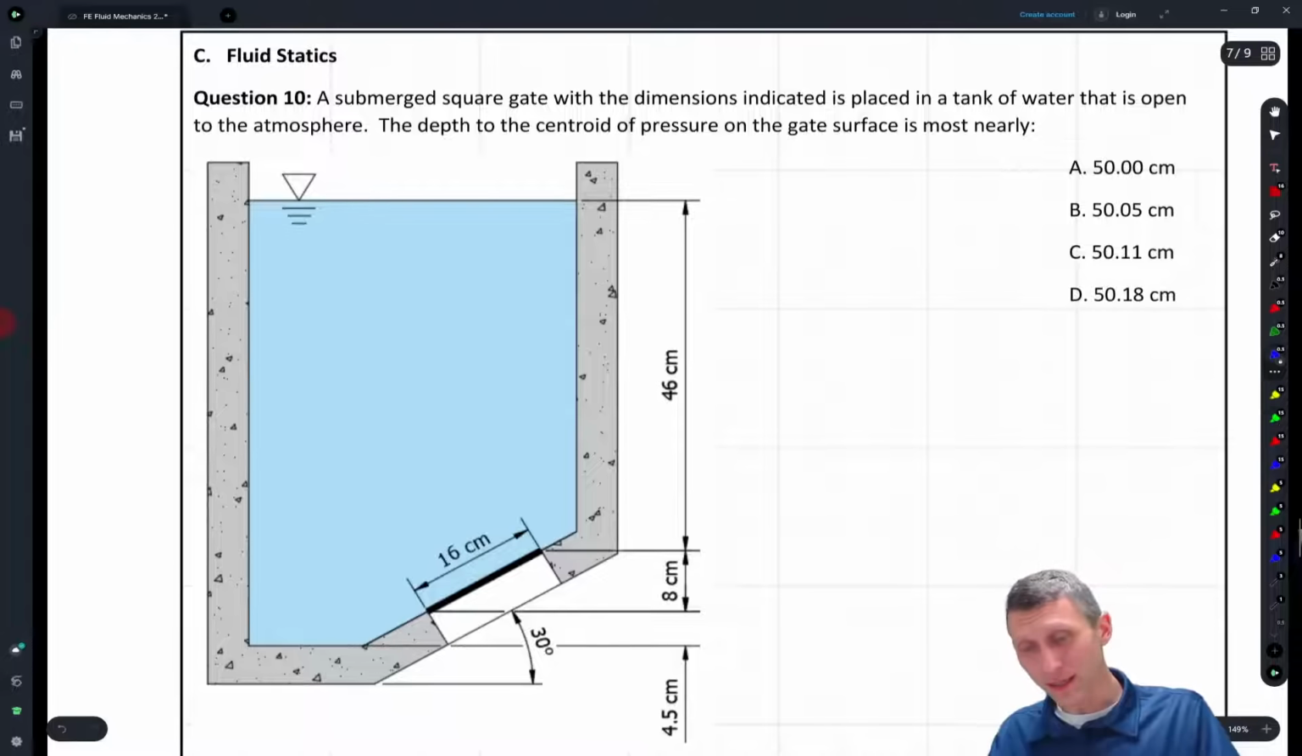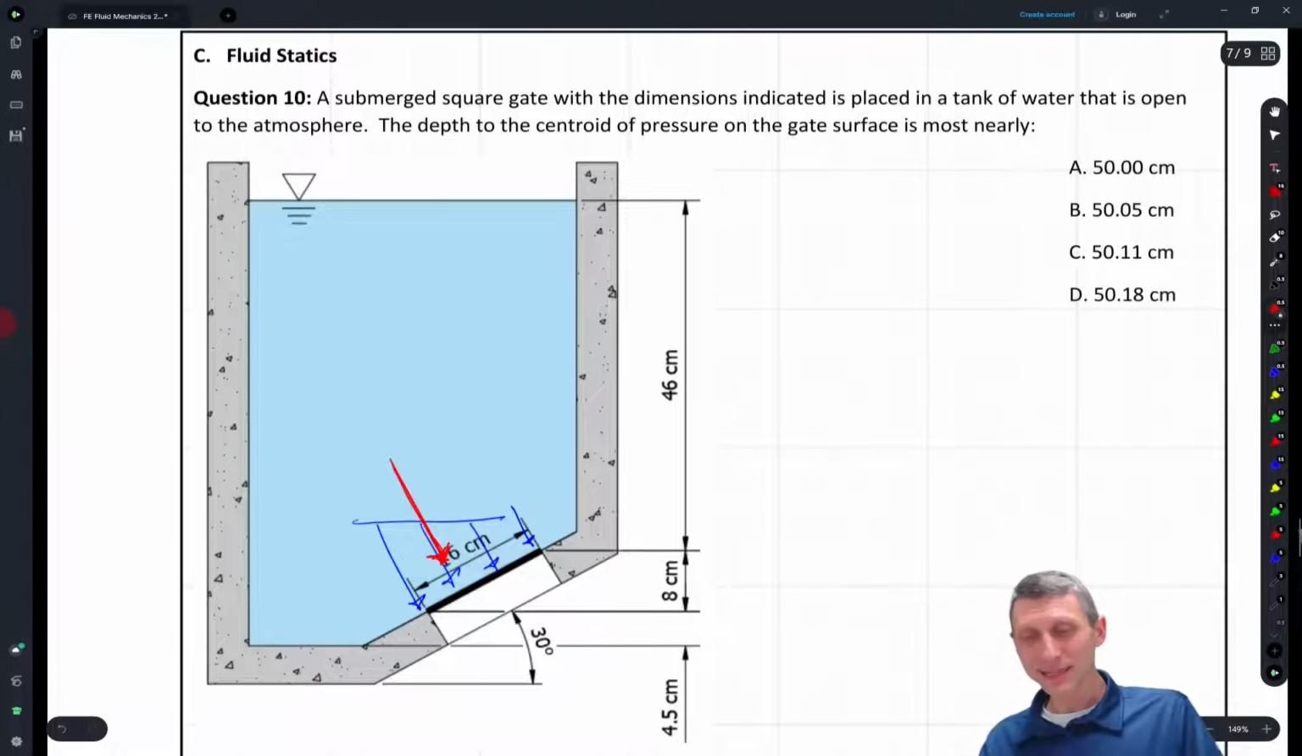The concept is, at this point you have some pressure that varies, right? And this pressure varies, and there's some resultant force that's not quite going to be at the center point. It's going to be some distance away from the center, right? So if this is the center, it's going to be some distance away.